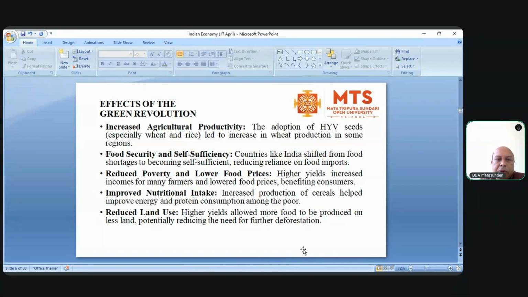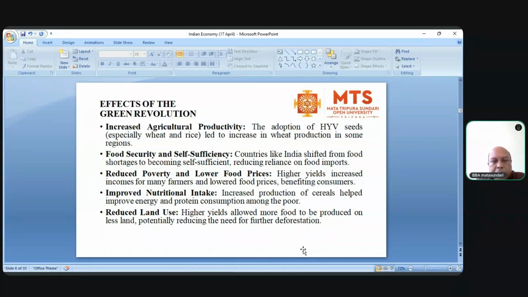Due to the Green Revolution also, poverty declined in many areas of India, and the price of food grains decreased. Because due to the Green Revolution, the income of farmers or cultivators increased, and so their purchasing power also increased and the poverty level declined in village areas. And at the same time, due to excess production of food grains, the price of food grains also declined in the market.